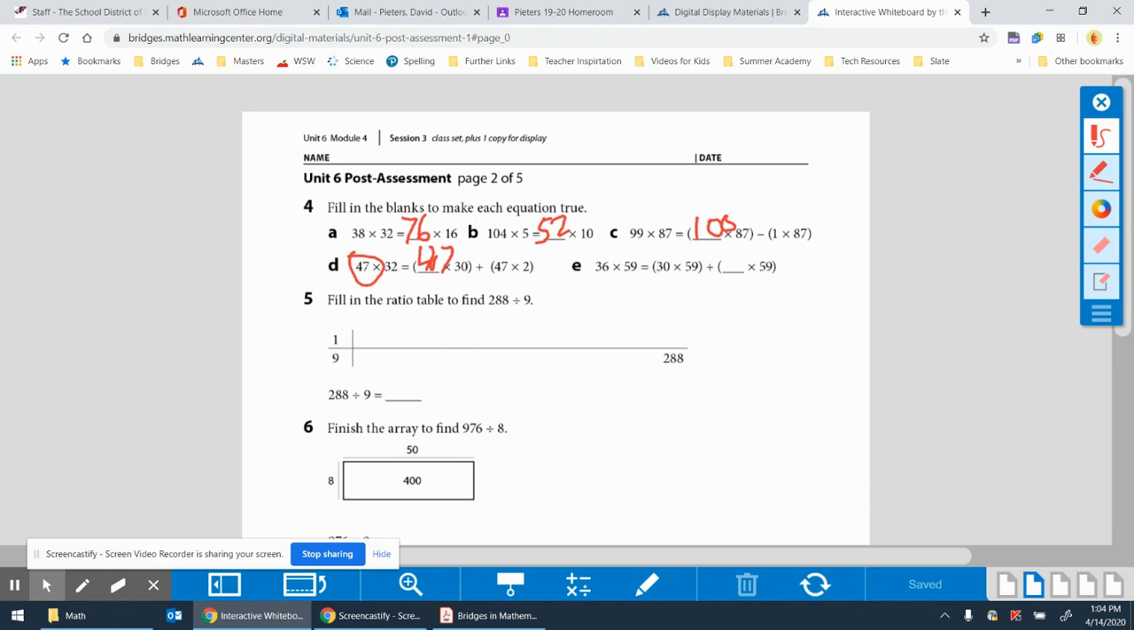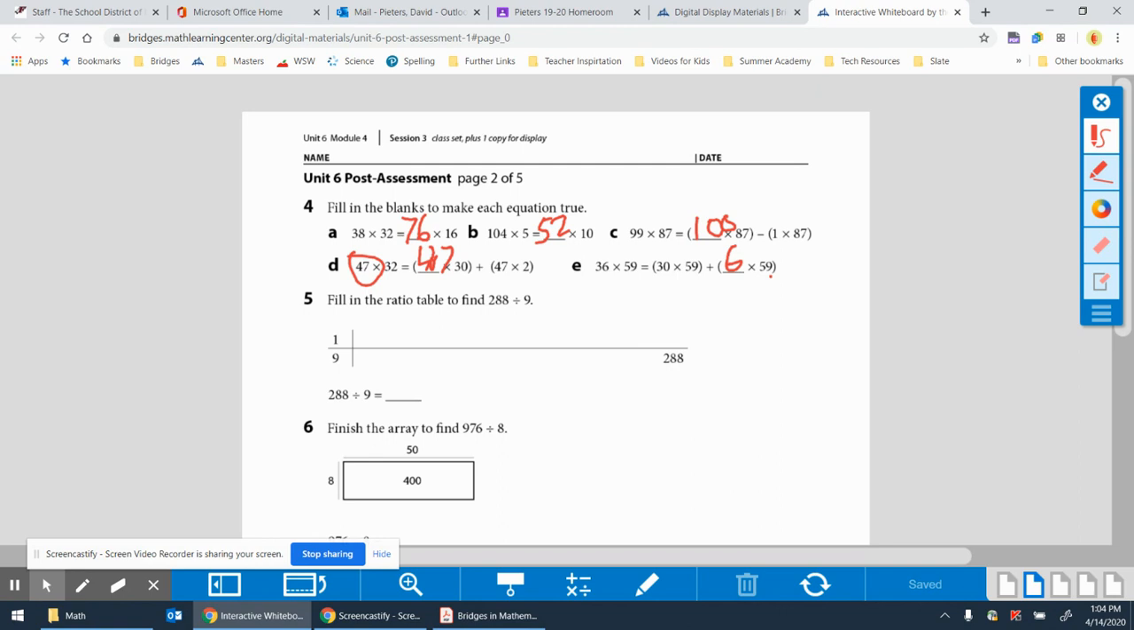Same idea over here. We have 36 times 59. The 59 is staying the same, but they split the 36. So this is 30, this is 6. So once again, it's an opportunity to work a little bit smarter, not harder. You don't have to solve the whole problem, but they want you to find out how you could solve it and break it apart.